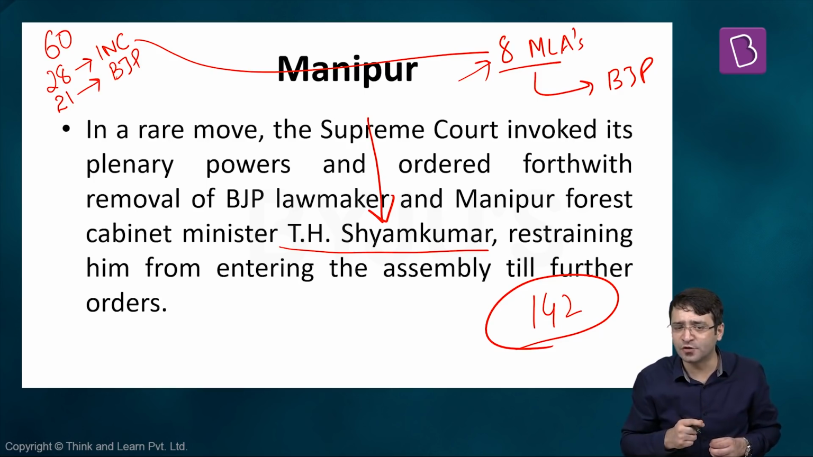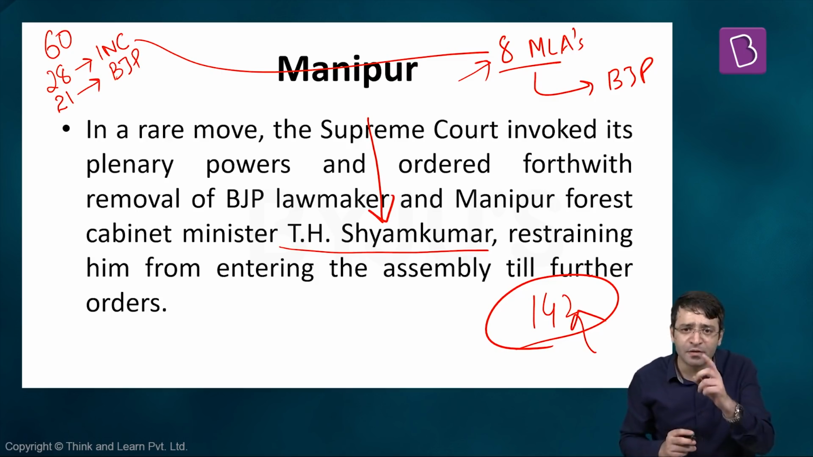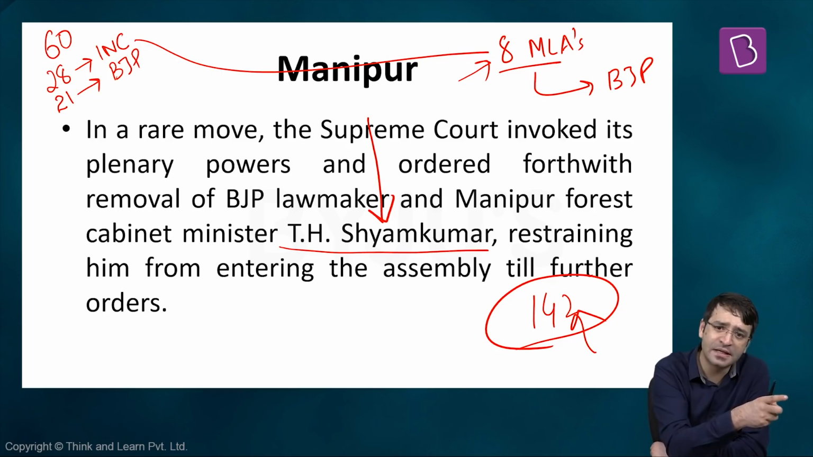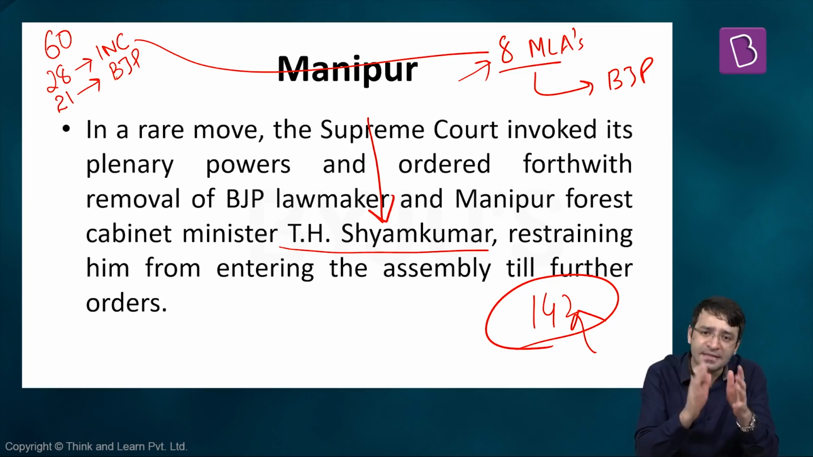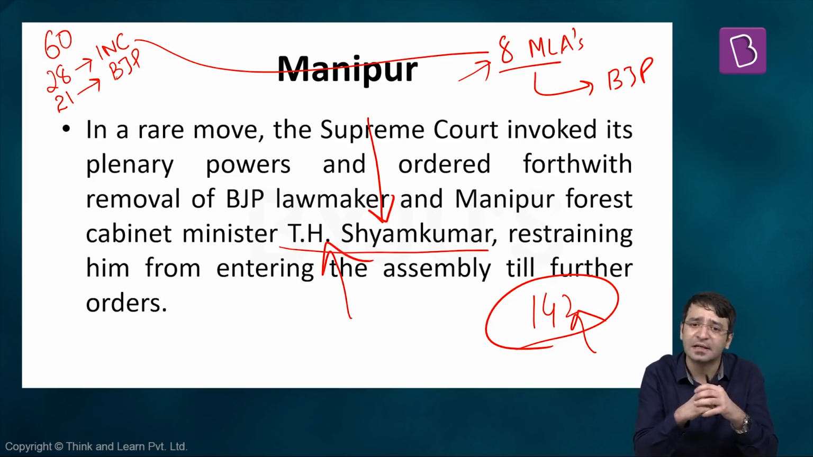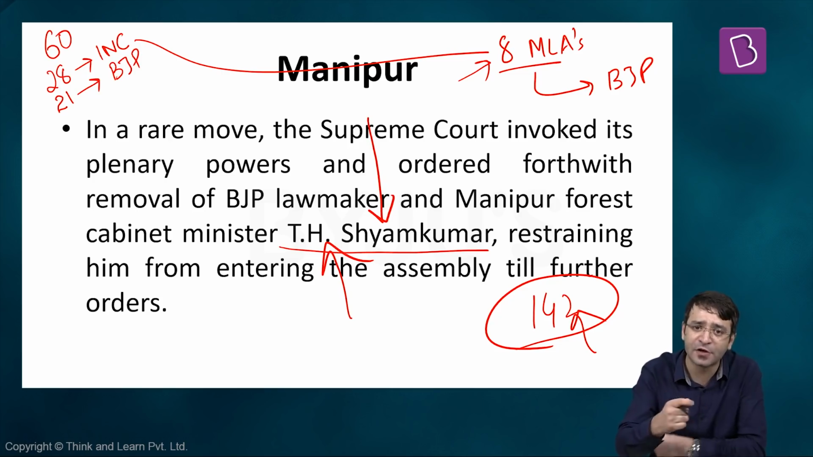A two-judge bench of the Supreme Court used the plenary power under Article 142 to give complete justice, removed a cabinet minister and prohibited him from entering the legislative assembly. And ultimately what happened? The Speaker of the Manipur Legislative Assembly disqualified this cabinet minister from the House. But it did not end here. What about the remaining MLAs against whom the petition was pending that they should also be disqualified under anti-defection law?